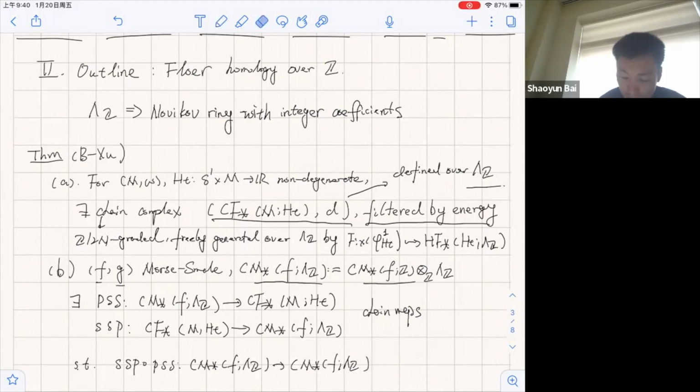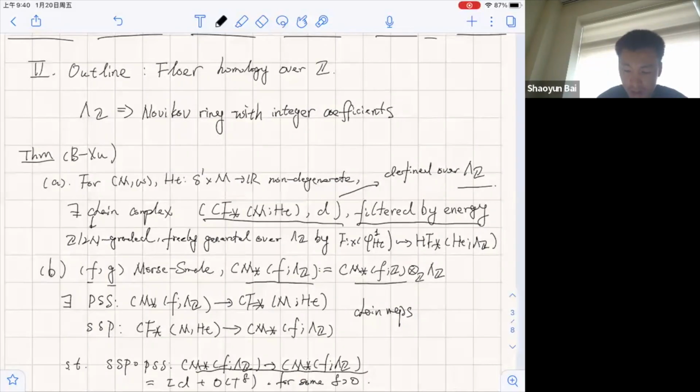It is of the form some kind of identity plus something with positive valuation. So in other words, if you filter your chain complex here according to the valuation given by the Novikov ring, then the composition of this pair of maps is upper triangular, and its restriction to a diagonal component is an identity map. So that's the statement. Then we immediately derive the following.